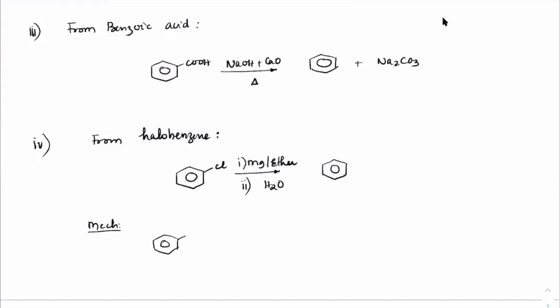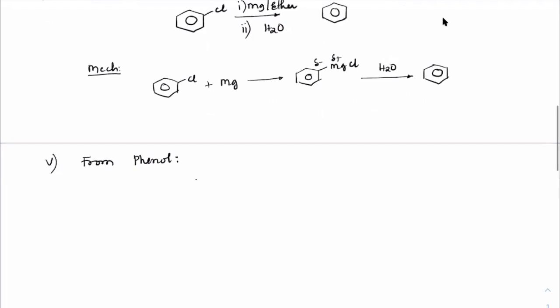So halobenzene plus magnesium will first form phenyl magnesium chloride. That on hydrolysis, because this will have delta negative, this will have delta positive, it will extract a proton from water and it will become benzene. Note that, everyone. It's a very special reaction. We'll come across this again in the chapter of phenols.